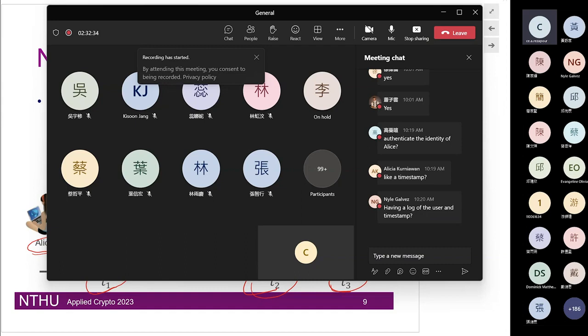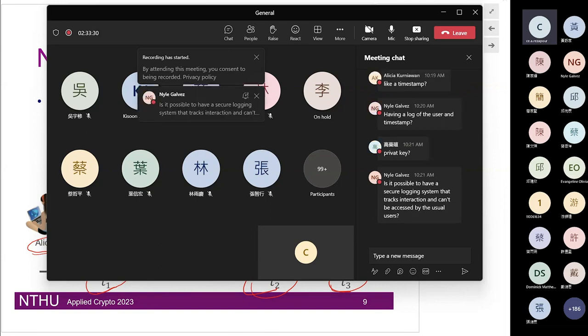So what Nile is suggesting is to have an audit system, a sort of log system, so that when Alice sends this request to Bob at some point, we log it in the system, right? But somebody can go and change those logs. So yeah, if you really trust the system, yeah, but that really doesn't solve the entire thing. Any other ideas? Private key.